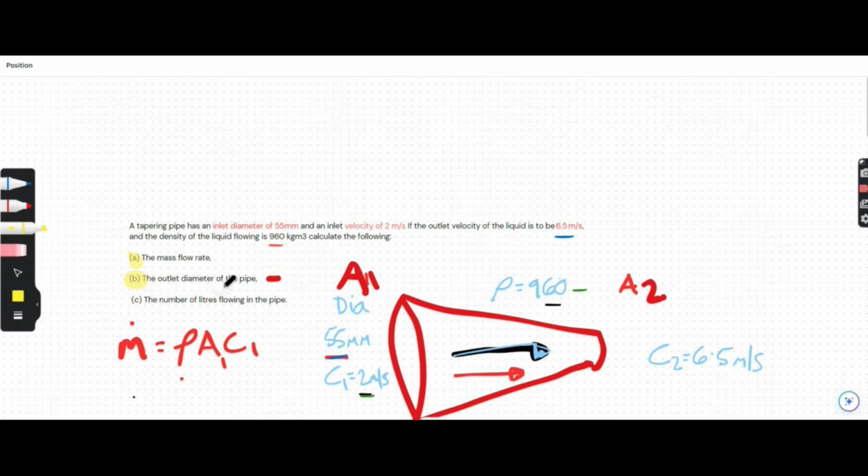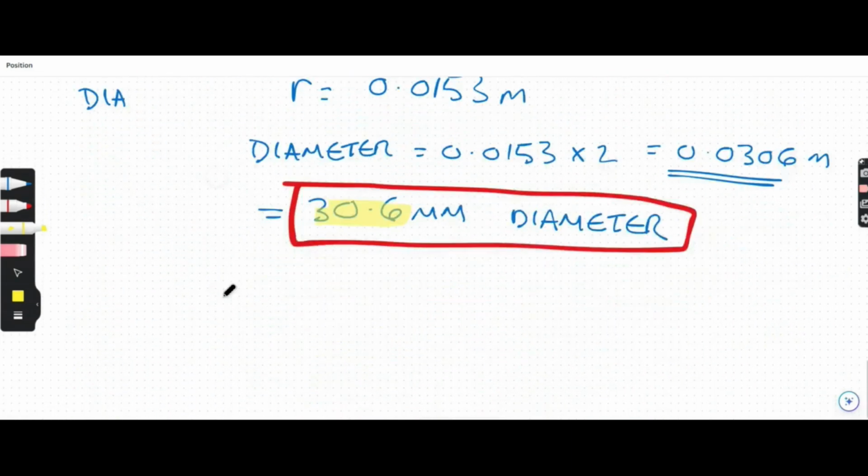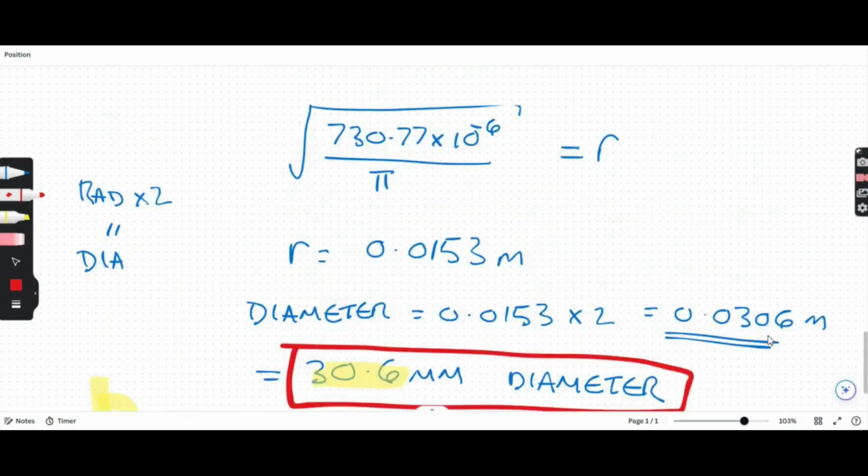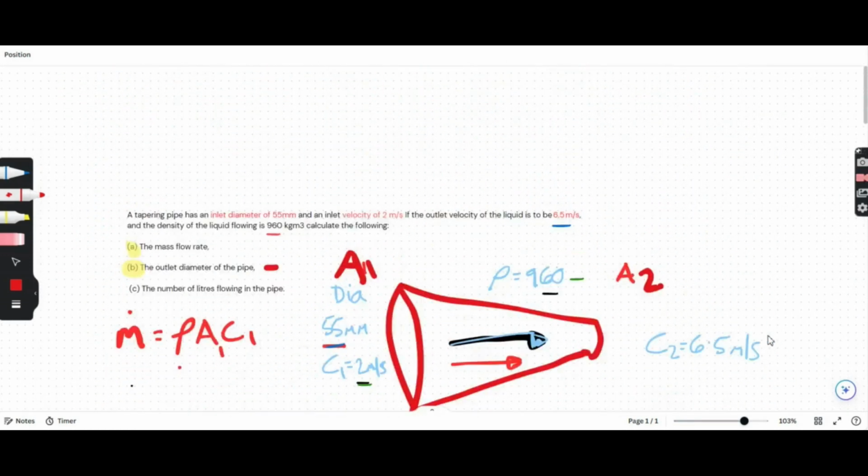So that is working out the outlet diameter. The next one is how many litres coming through, the number of litres flowing in the pipe. That's part C. This is part B done over and out. Part C is coming next. We've done part B, done part A. So part C is the number of litres flowing in the pipe. How many litres are flowing through this pipe?